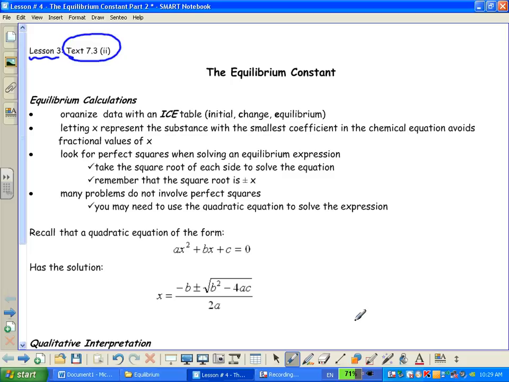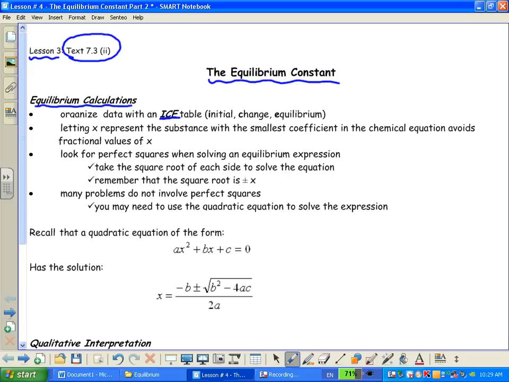So today's title is called the equilibrium constant. So we are going to have to do some equilibrium calculations. So we're going to organize our data with something called an ICE table. Okay, so the I stands for initial, C stands for change, and E stands for equilibrium. So we're looking at what the concentrations would be when they start, and how much they're going to change by in order to get to equilibrium.